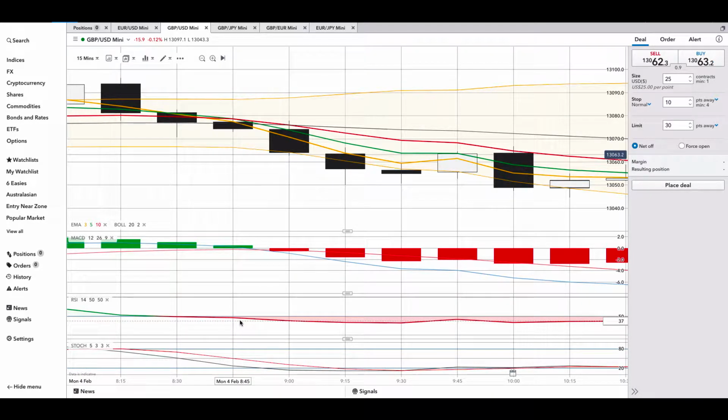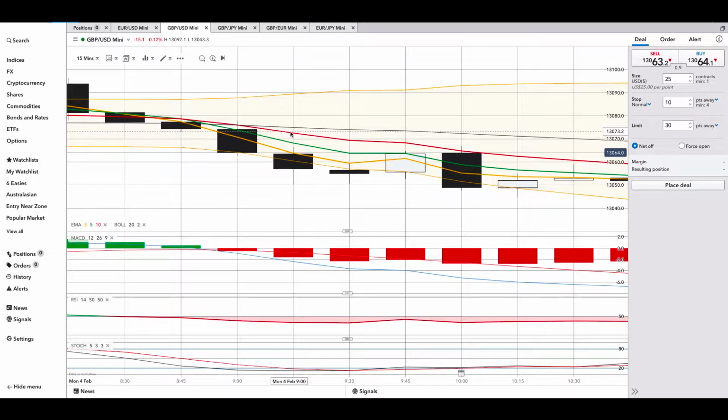The stochastic is below 50%. So this is the buy signal. As soon as the new candle forms, you enter here. As you can see, you just enter here. What I did was I bought 25 lots, so each pip is $25. Rather, each point is 25 US dollars. So I enter here.